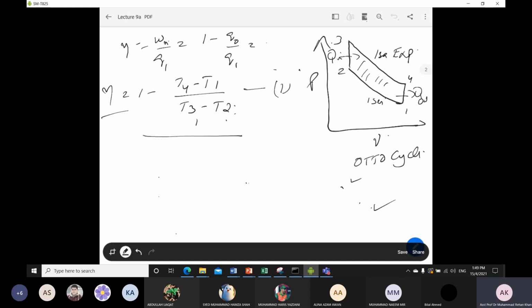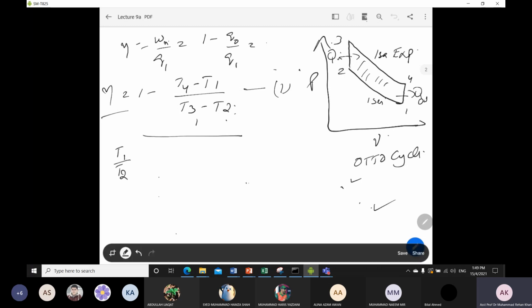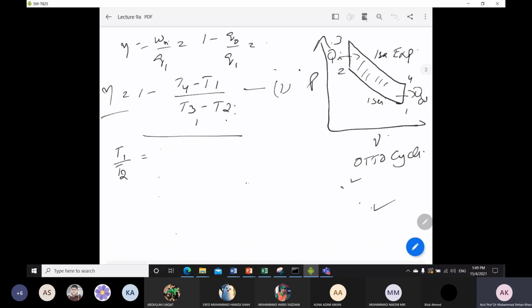For constant specific heat, first you have to notice there are some equations from chapter number 4, which I will write down so that you can get the understanding of this. The first equation is T1 over T2, where 1 and 2 is an isentropic process. This equation is only valid for isentropic processes. T1 over T2 equals V2 over V1 to the power k minus 1.